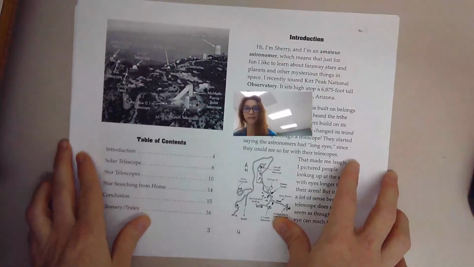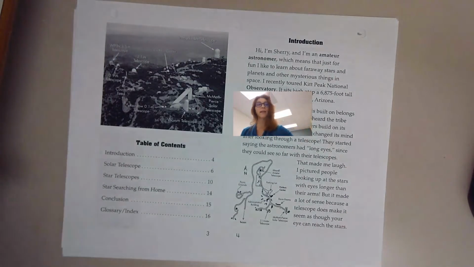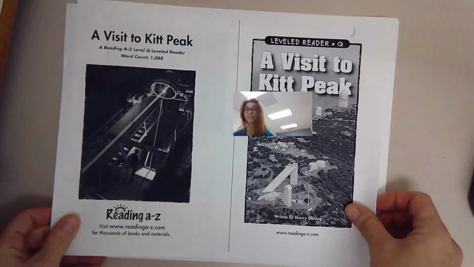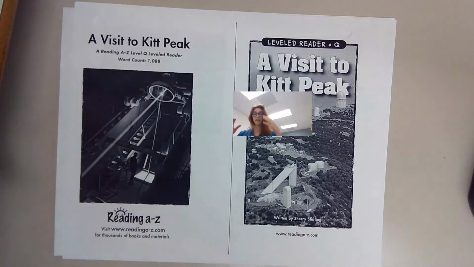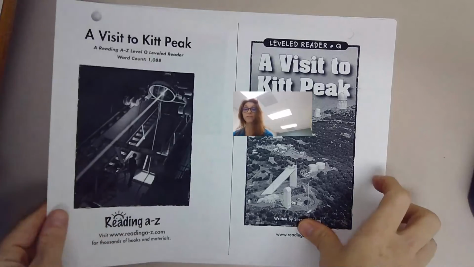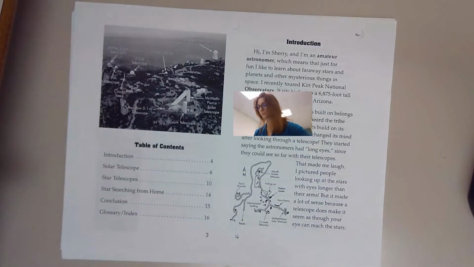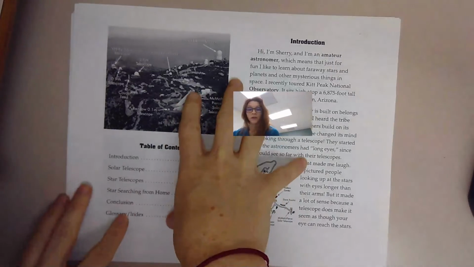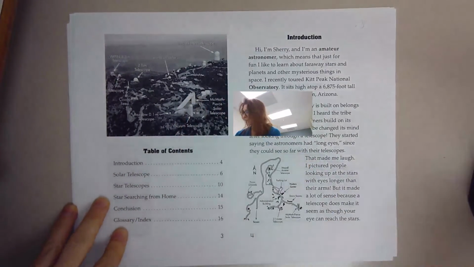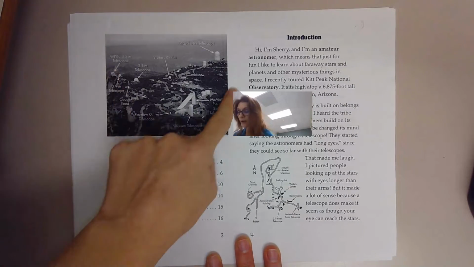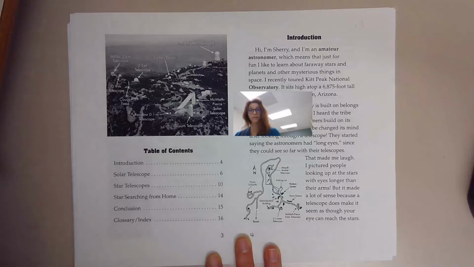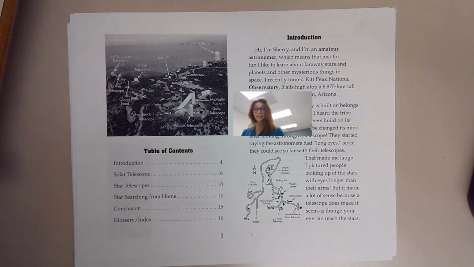All right, so let's go back to the beginning of our story. And again, we are reading A Visit to Kitt Peak. A peak usually means a land formation that is higher, the top of a hill, the top of a mountain. It's the peak, the top. Okay, so A Visit to Kitt Peak. We are starting off here, and we first have this nice photograph of what we are thinking is Kitt Peak.